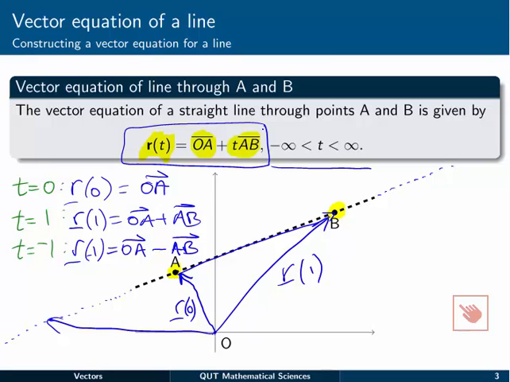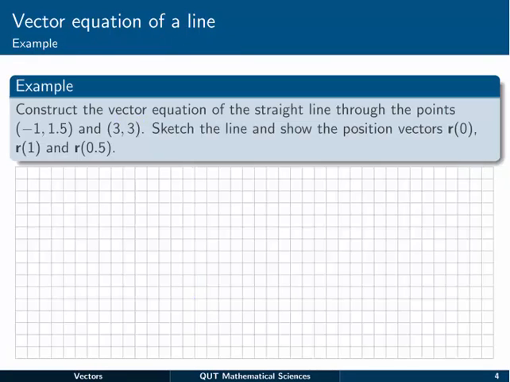In the example here, we're asked to construct the vector equation of the straight line through the points minus 1, 1.5, and 3, 3. Sketch the line then and show the position vectors r of 0, r of 1, and r of 0.5. Pause the video now for a few seconds and have a go at this one yourself.